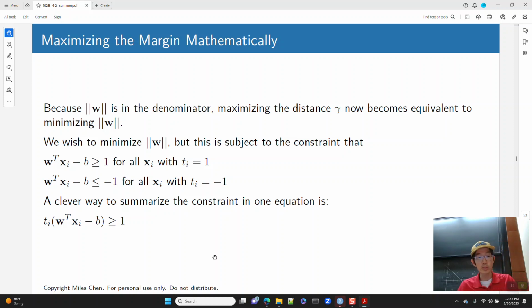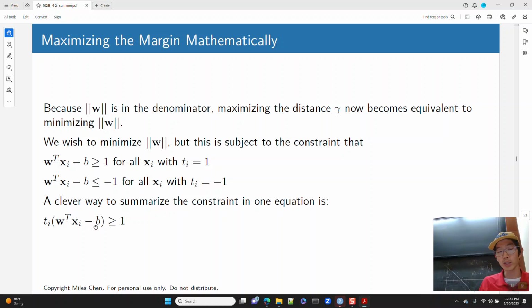So basically, because the norm of w is in the denominator, maximizing the distance gamma now becomes equivalent to minimizing this norm w. We want to minimize the norm w, and this is subject to the constraint that whatever w you pick, it has to make sure that all of the x values that are labeled positive stay on the positive side. All of the x values that are labeled negative stay on the negative side. So your w just has to be picked so that this condition remains true.